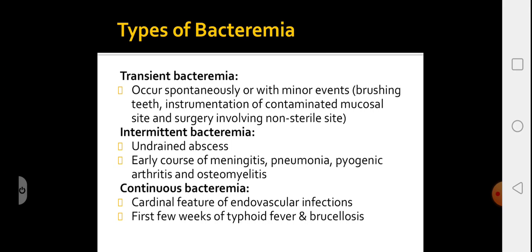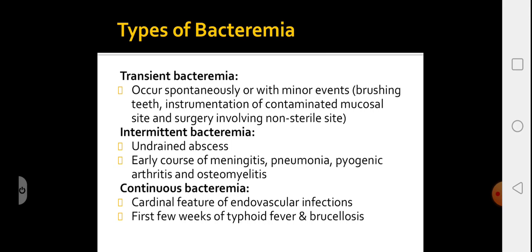Intermittent bacteremia is seen in undrained abscess and in early course of meningitis, pneumonia, and pyogenic arthritis and osteomyelitis, wherein the bacteria enter the blood intermittently. Like in undrained abscess, the bacteria enter the bloodstream 45 minutes before the febrile episode.